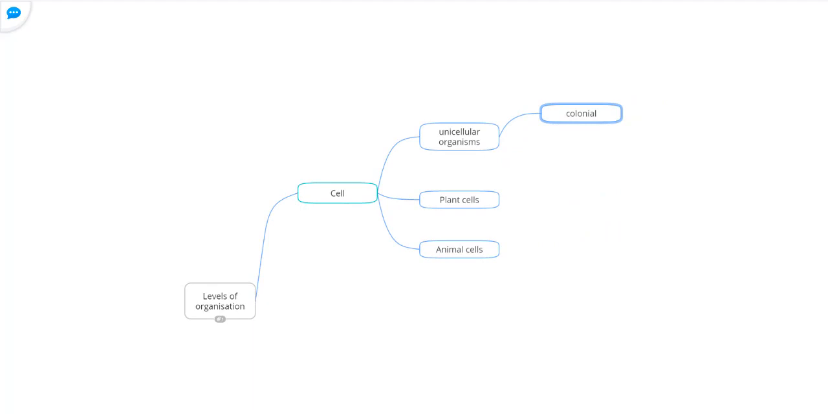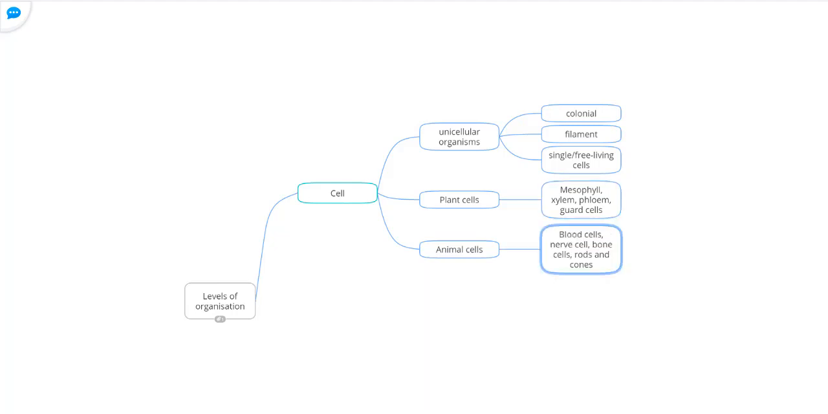Unicellular organisms that are primarily made up of cells can exist in colonial forms. They can exist as filaments. They can exist as single free living cells. For plant cells, we have examples like the mesophyll cells, the xylem, the phloem cells, and even the guard cells. For animal cells, we have the blood cells, the nerve cells, the bone cells, the rods, and cones.